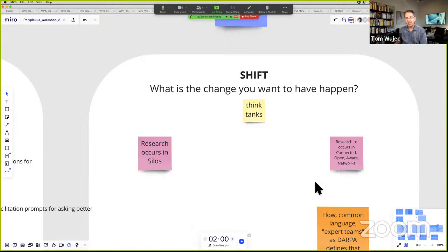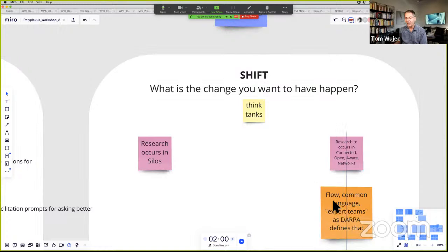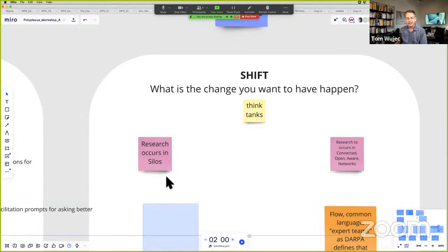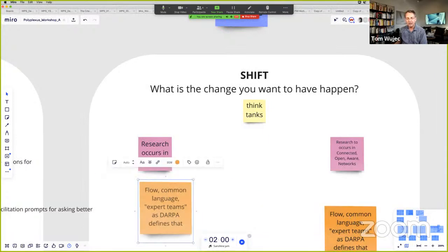Okay, let's do a second one here. So we've got flow, common language, expert teams as DARPA defines that. Can you generalize the current state of this orange sticky note?